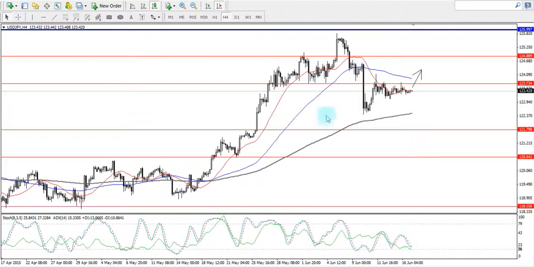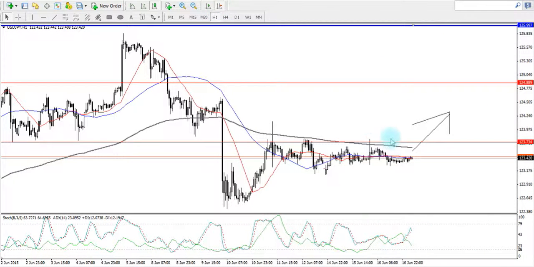And next we have the dollar against the Japanese yen. On this 4-day chart, as you can see, the price has been squeezing very tightly amid the release of the FOMC statement later, rather tomorrow at 2 a.m. itself.